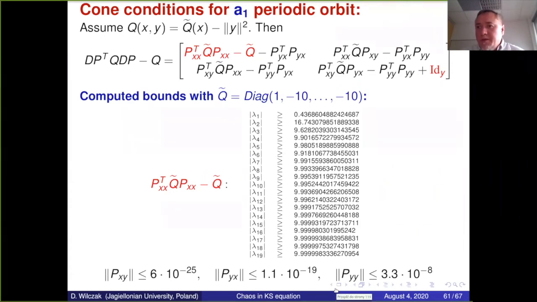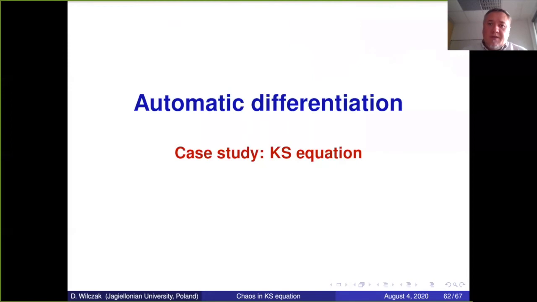Okay. Eigenvalues of this finite dimensional block are here. So they are positive, and from those quantities, it is pretty clear that this infinite dimensional matrix is positive definite. So the condition is satisfied. Yes, I have something about automatic differentiation for PDE, but I am out of time, I guess, so it's not possible to speak about this.